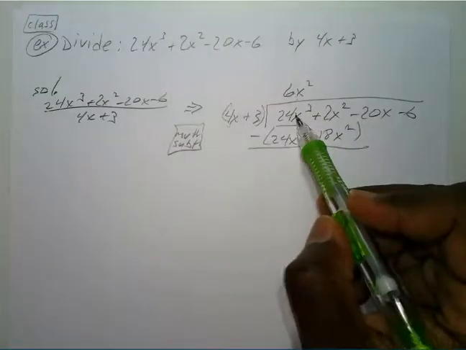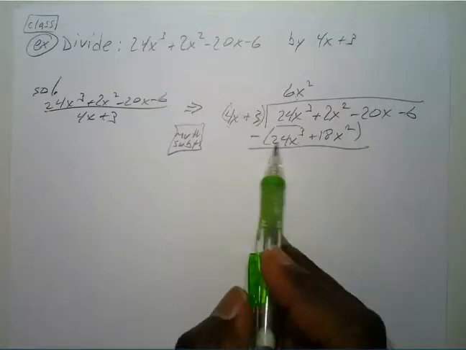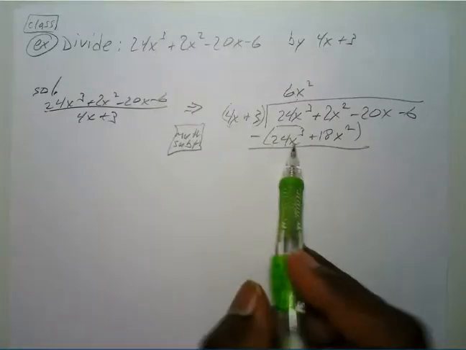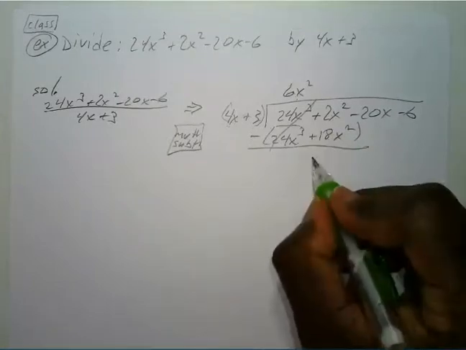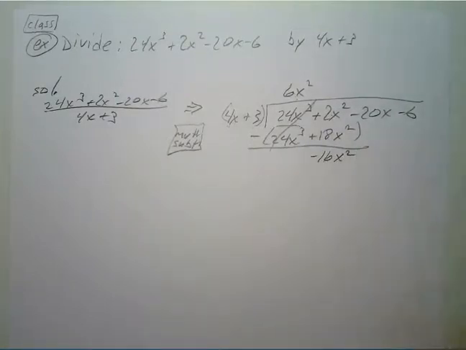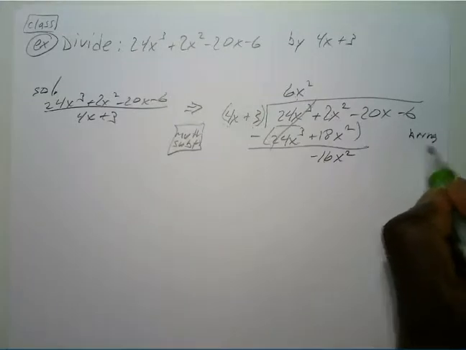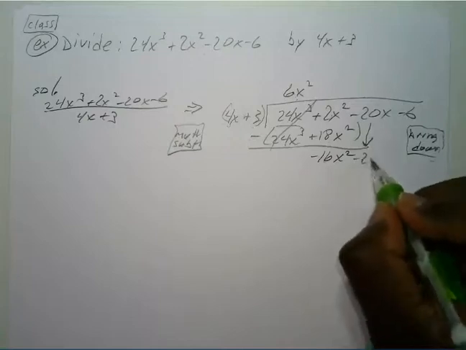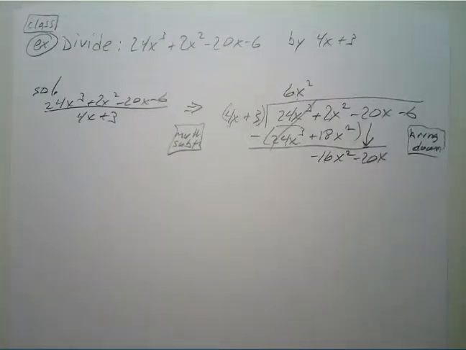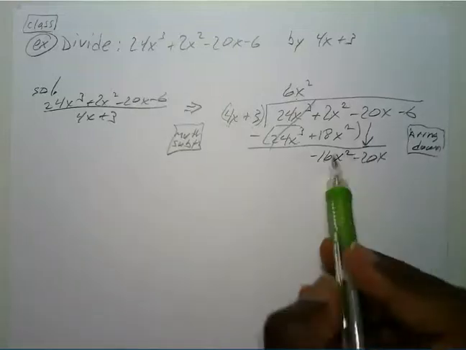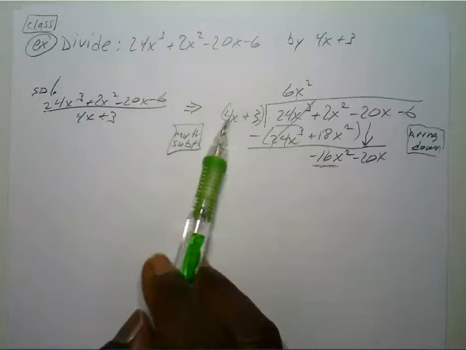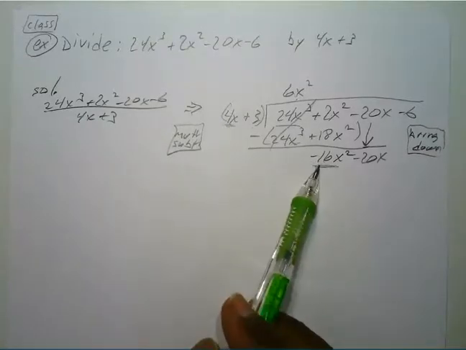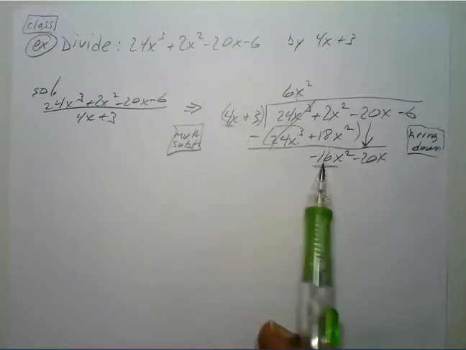Okay, so 24x to the third minus, because remember that's distributed, minus 24x to the third is 0, so that disappears. 2x squared minus 18x squared is negative 16x squared. Okay, so now we bring down negative 20x. Oh, running out of room. Okay, so now our goal is to get rid of the negative 16x squared. What times 4x will give us negative 16x squared? It's negative 4x.